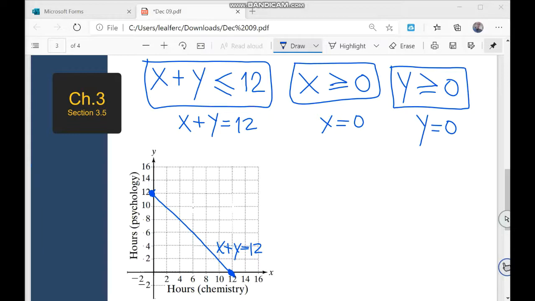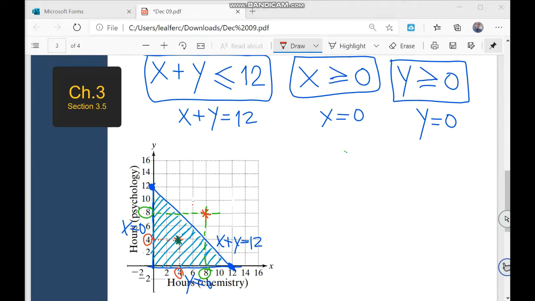Very, very good comment. x equals 0, the other constraint. So x equals 0 is a vertical line here. This is the line x equals 0. And the other line that we will have is a special line. The combination 4 and 4, yes, is inside the feasible region. And the combination 8 hours of chemistry and 8 hours of psychology, no, this is outside the feasible region. This is not good, not possible.